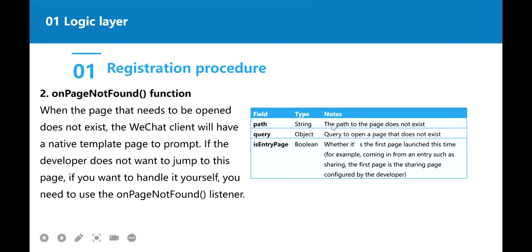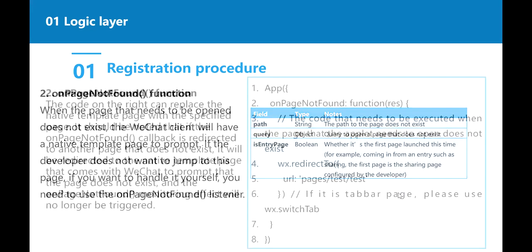Path is the path to the page that does not exist. Query is the query of the page that does not exist. isEntryPage is whether it's the first page launched this time. For example, coming from an entry such as sharing, the first page is the sharing page configured by the developer.